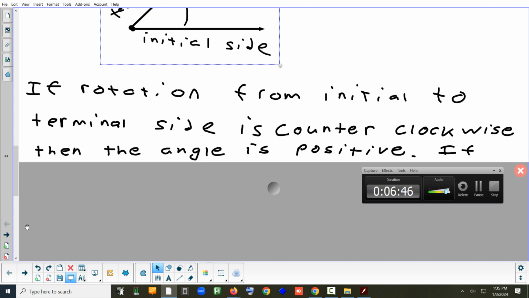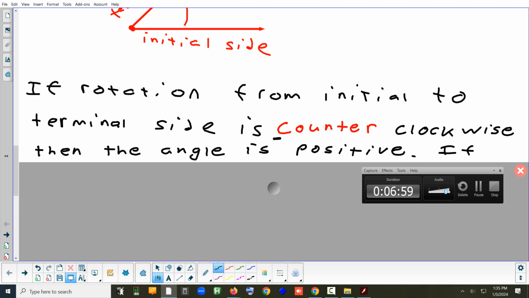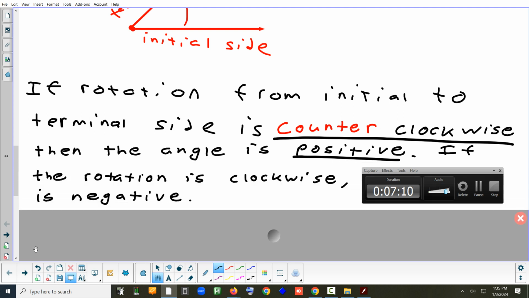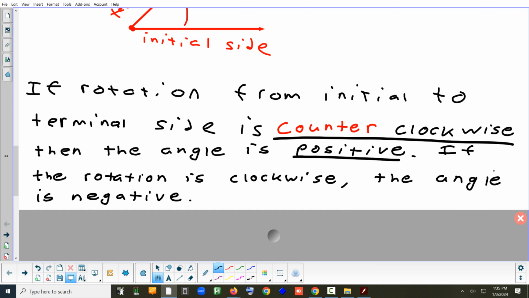So if you rotate in a counterclockwise direction when you draw an angle, if you go in a counterclockwise direction, that's a positive angle. Clockwise direction is a negative angle.